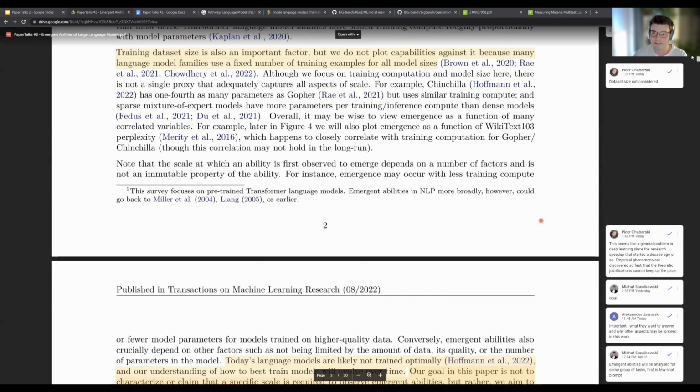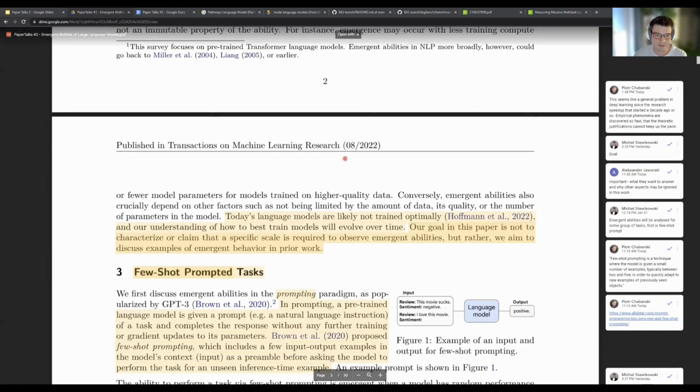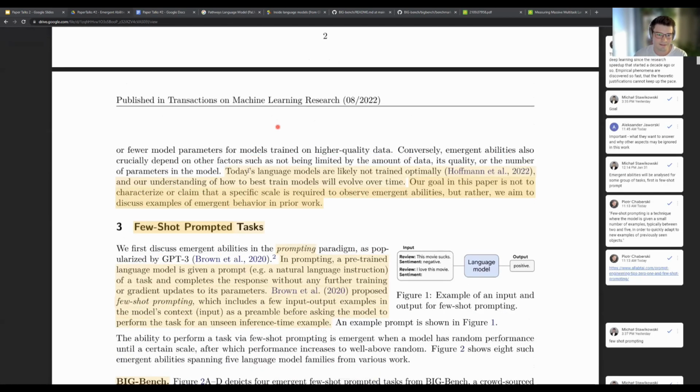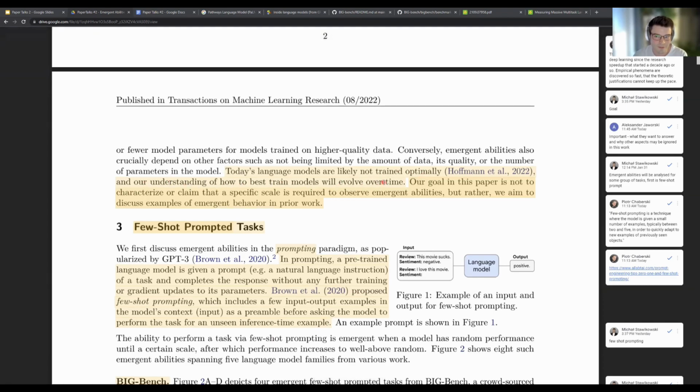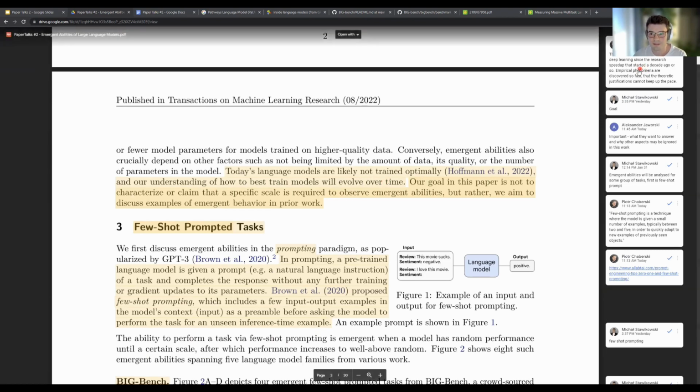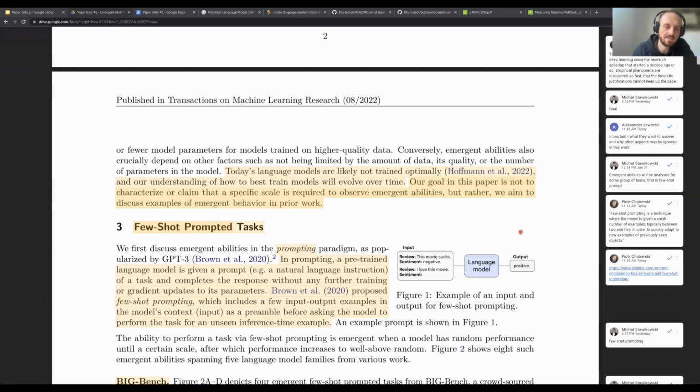Yes. So going further in this paper, it is stated that today's language models are likely not trained optimally, and our understanding of how to best train models will evolve over time. And here Piotrek has a good comment, I think. Yeah, it's another general comment.